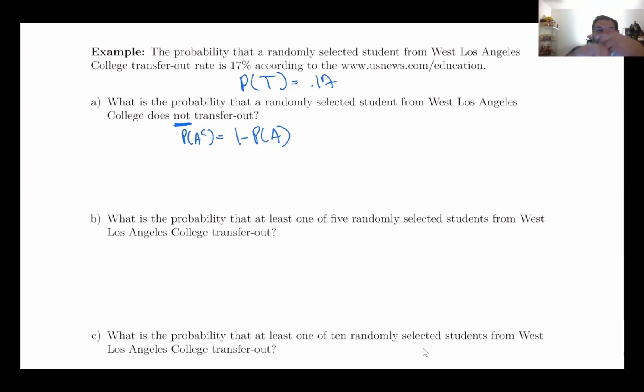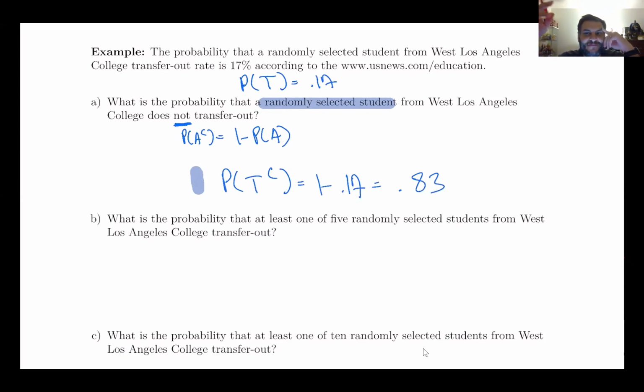So the other thing you want to notice is a randomly selected student. So that means there's one selection. So those are the two things that you want to pick up: they said not, so that means we're using the complementary rule. The second thing is that they say a randomly selected student, so that means we're only selecting one student. So we're going to find the probability somebody does not transfer out, which is equal to 1 minus 0.17, which is equal to 0.83. Cool. And we're all done for A.